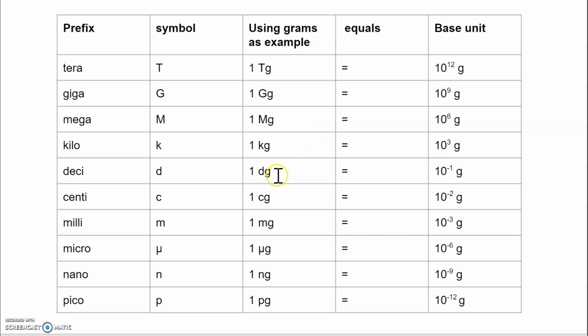The rest of these units are all smaller than the base unit, or smaller than a gram. So these are deci, centi, milli, micro, nano, and pico. Also note that the 3 at the top are all capital letters and the rest are all small, and that does matter, so make sure you watch for capitalization. Also down here, because they're smaller, 1 decigram equals less than a gram, 10 to the negative 1 gram, centi is 10 to the negative 2nd, milli 10 to the negative 3rd, etc.